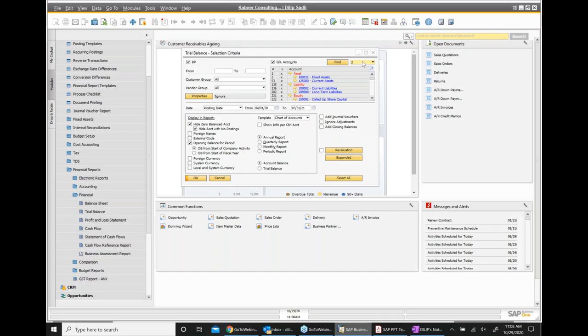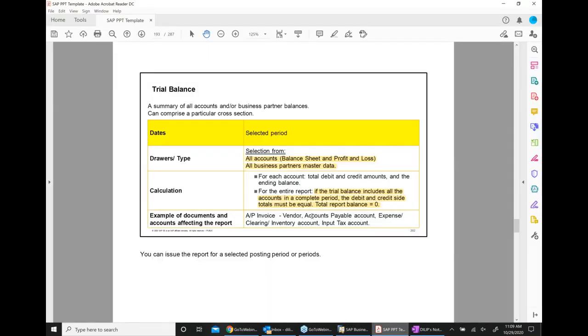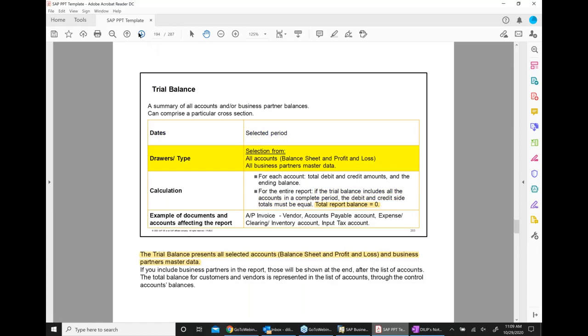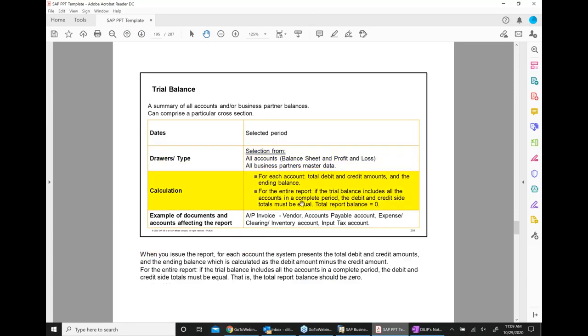You can go to label also. You can go level 3 also, or whatever level we want to go. We have a label also. You can choose the dots. You want a balance sheet account, business partner, we talked about. And then we can run the report and the balance will be 0.